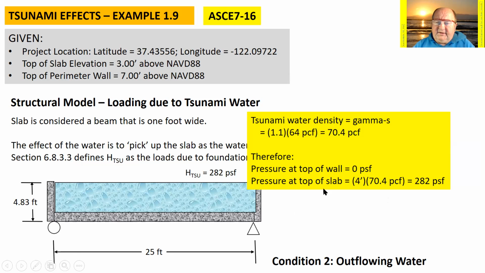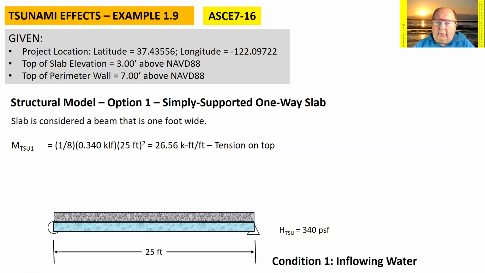So in this case, the pressure at the top of the wall is still 0. Now the pressure at the top of the slab will be that 282 pounds per square foot that we talked about before.